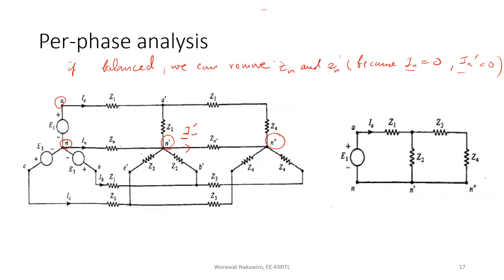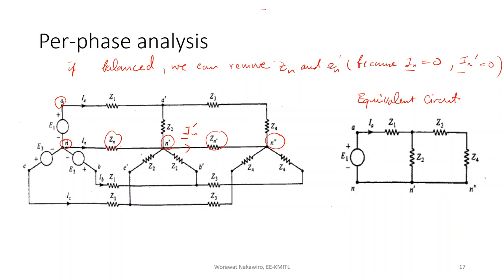The picture on the right side is called the equivalent circuit. This equivalent circuit will show you just the connection applicable to phase A only, so we write A with respect to the neutral. Now you see that there is no current flowing into this Zn and Cn double prime, so in the equivalent circuit you don't see any Cn or Cn prime over here. There is no Z in between.